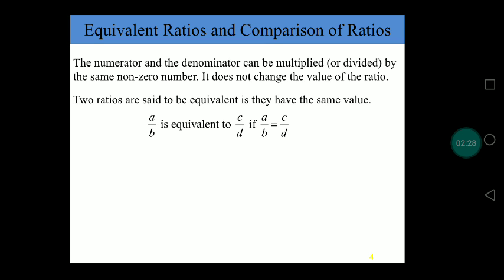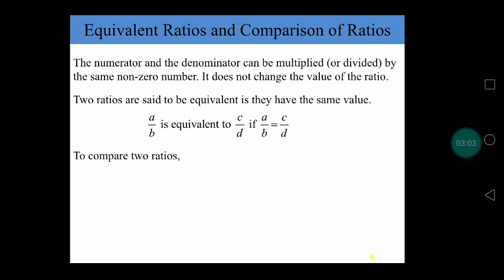Look at here, equivalent ratio and comparison of ratio. What is meant by equivalent ratio? The numerator and denominator can be multiplied or divided by the same non-zero number. It does not change the value of the ratio. Two ratios are said to be equivalent if they have the same value. Means A divided by B is equivalent to C divided by D. Means they are in equal form.